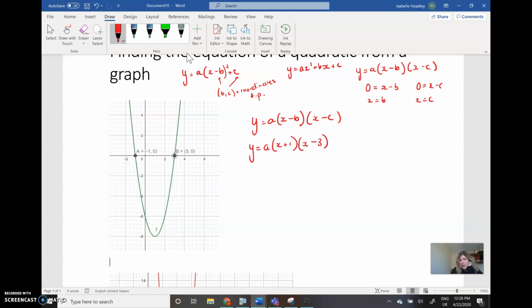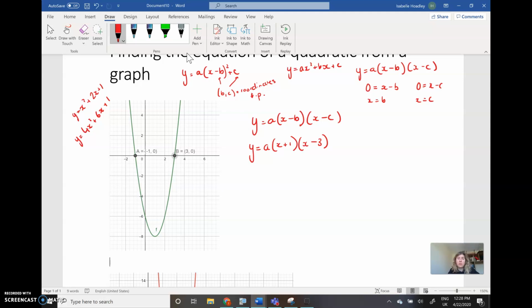All right. Now from here, you'll notice we've got this a out the front. And again, if you watched yesterday, that's because you can have values out the front of your x squared. So we can have quadratics that look like this. We can also have quadratics that look like this. And if you don't take into account that there could be a value out the front of that x squared, then you're not properly solving for your equation.